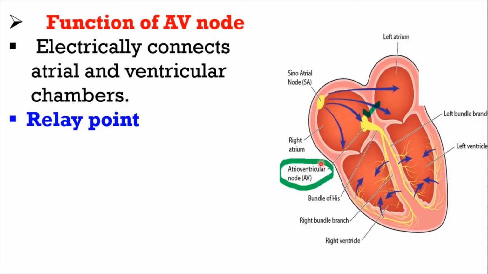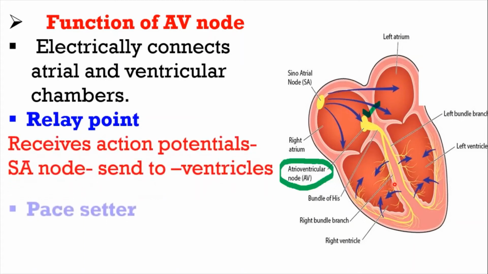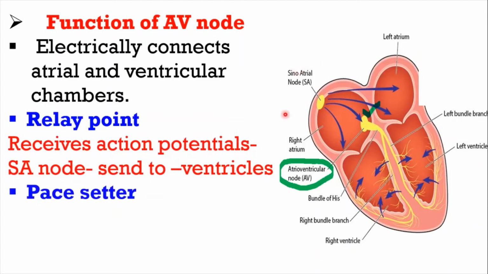The AV node is a relay point here. That means it relays the action potentials received from the SA node to the ventricular musculature. It is also known as the pace setter. The SA node is the pacemaker and the AV node acts as the relay point or pace setter.